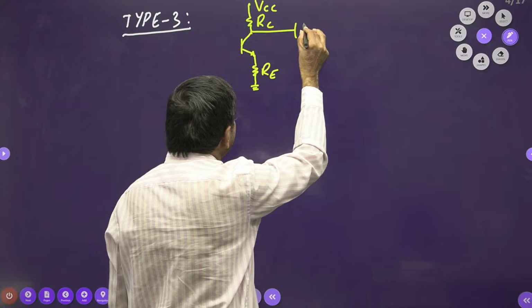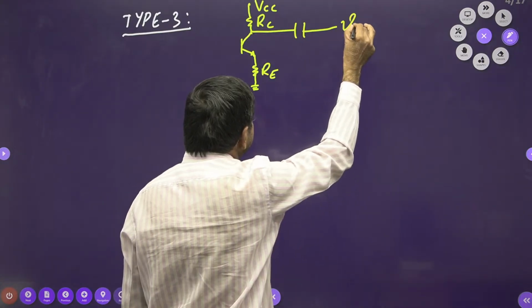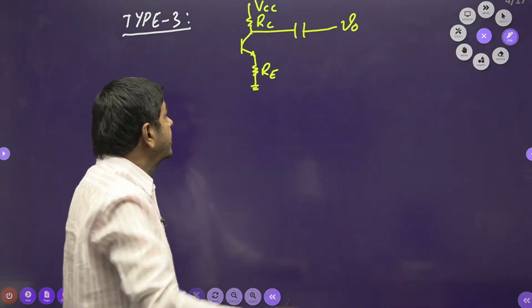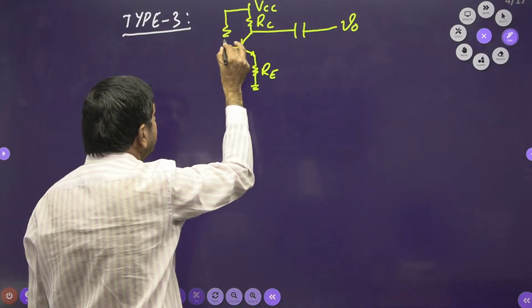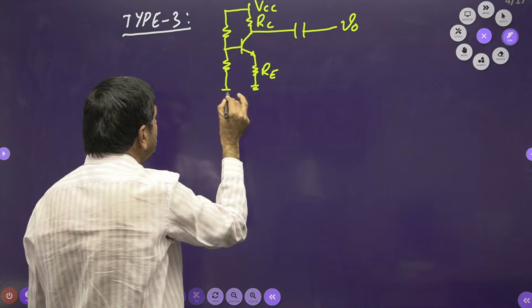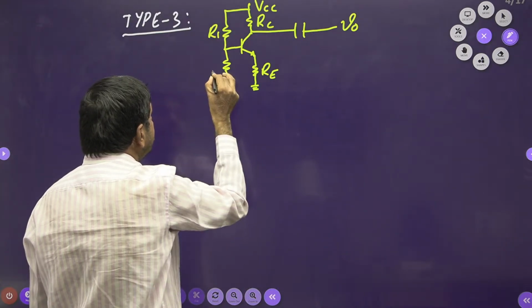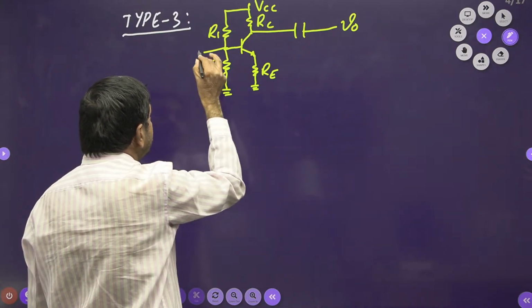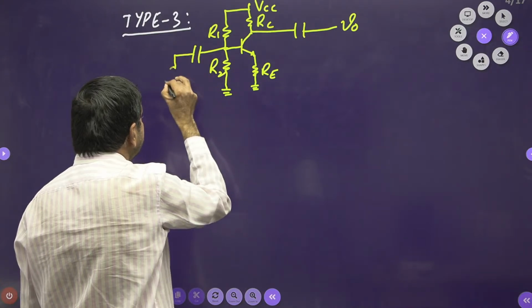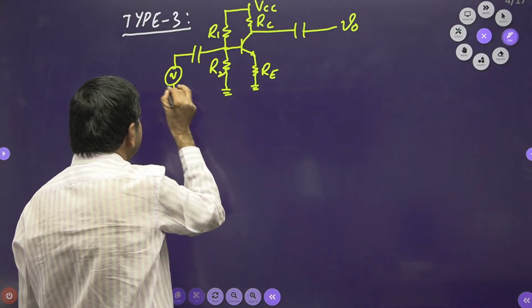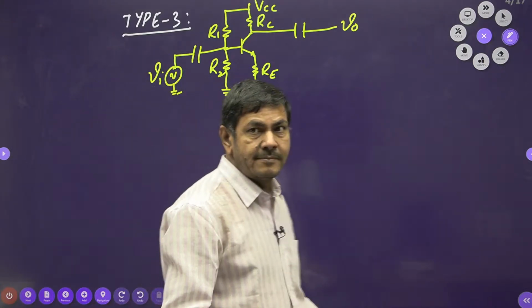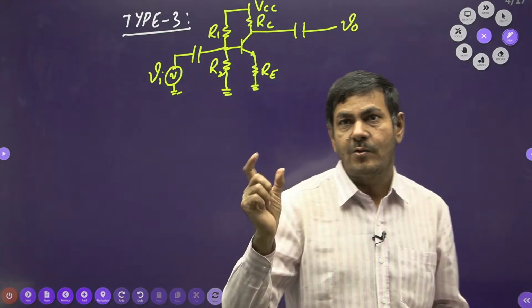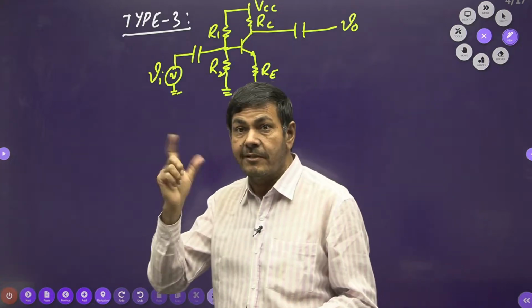There is a capacitor connected, and V0 is taken on this side. And here it is connected with R1 and R2. This is R1, this is R2. There is a capacitor with the AC supply VI connected here. This is the given network. Check how the formulas and the circuits differ.